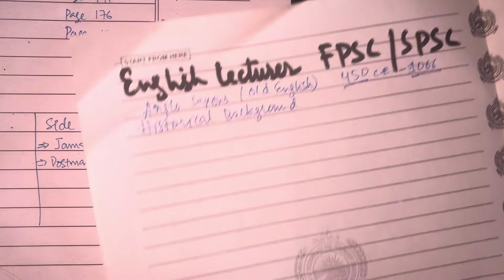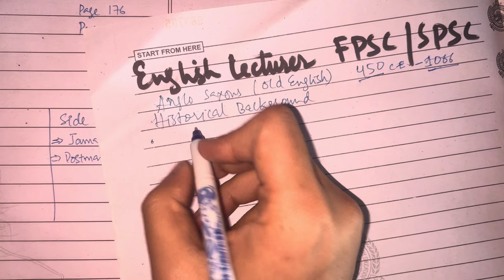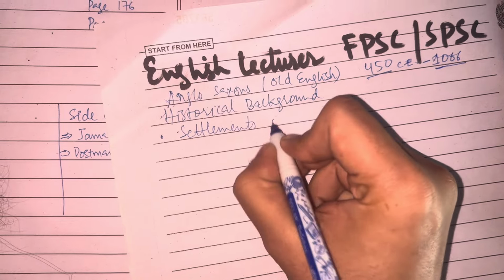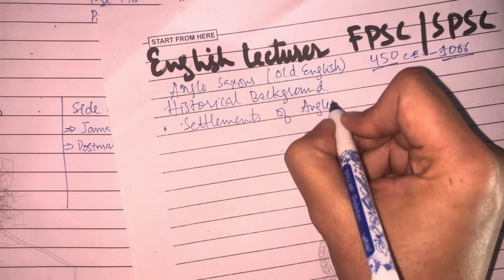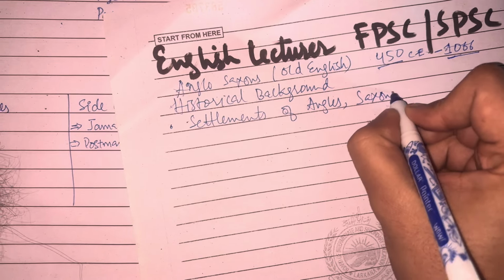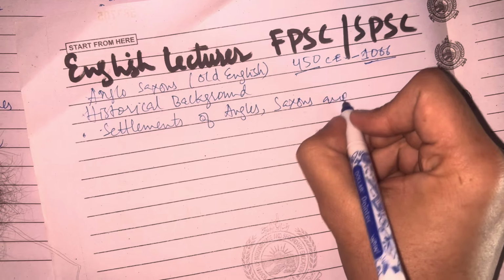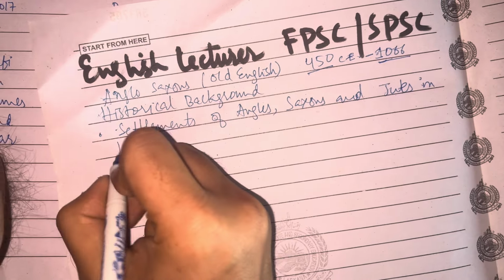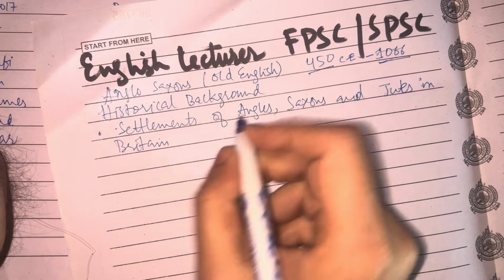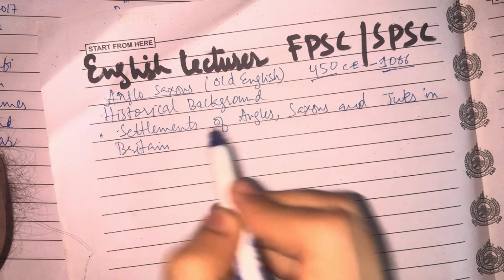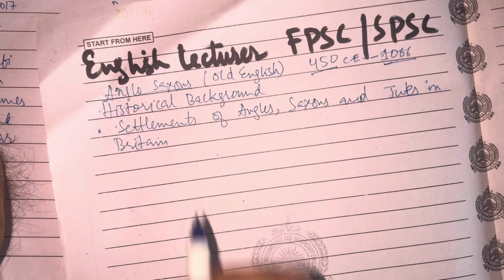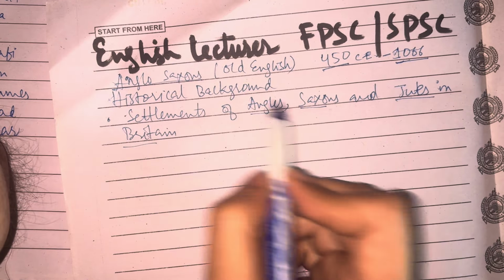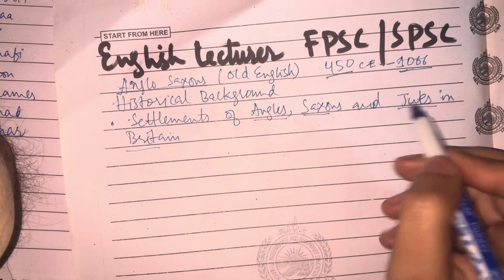Historical background. This started with the settlements of Angles, Saxons and Jutes in Britain. This Anglo-Saxons period started when different tribes settled in Britain. These tribes were Angles, Saxons and Jutes. This is why this period is called Anglo-Saxons, because of these tribes.